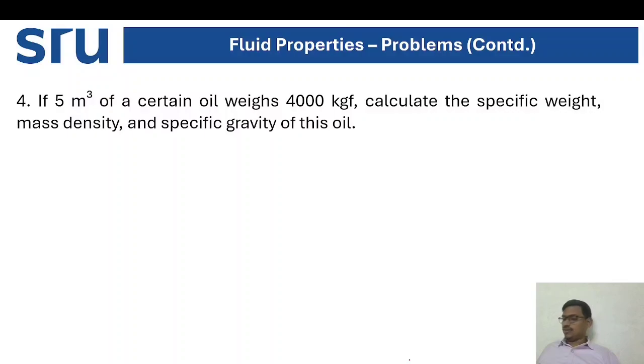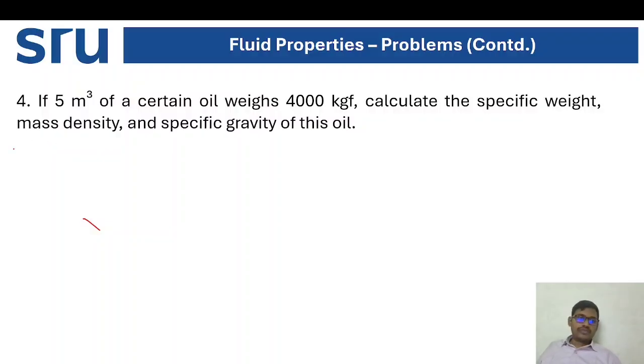Similarly, we will solve another problem. So now, step by step, the level is increasing. Now if 5 meter cube of a certain oil weighs 4000 kgf, calculate the specific weight, mass density and specific gravity. Here they are telling specific weight, mass density and specific gravity.